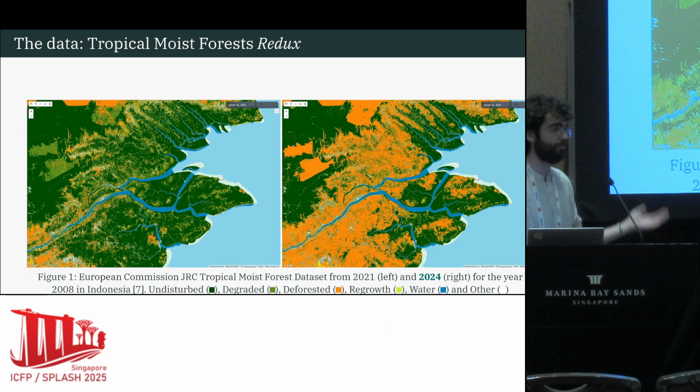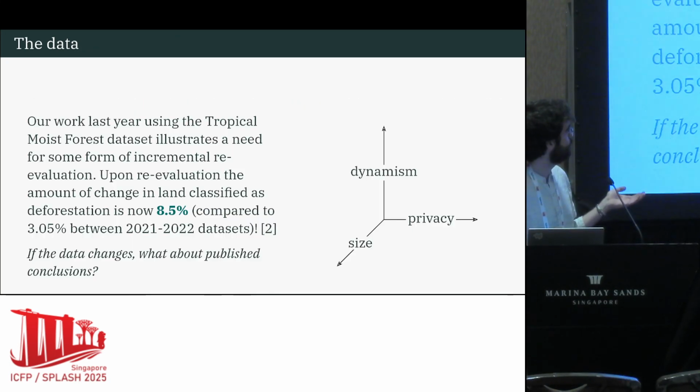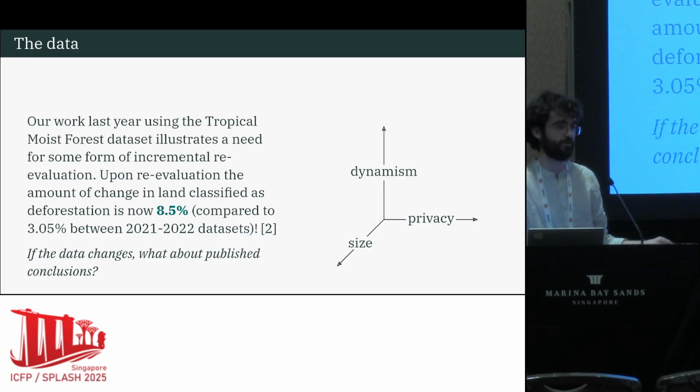But when I updated it from 2021 to 2022, all the way to 2024, instead of this initial 3% increase from the 2021 to 2022 data set, it's actually now an 8.5% increase in the amount of deforestation in Indonesia. So if there's any analysis out there in the world that made an assumption that they were going to use the 2021 data set and now they update to 2022, it's probably going to have really significant changes if they're interested in deforestation.